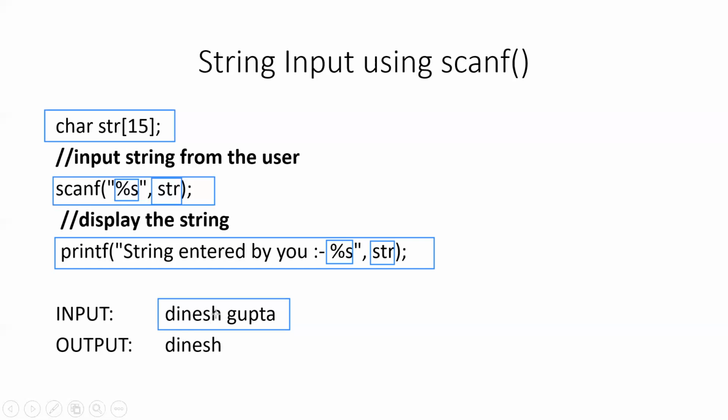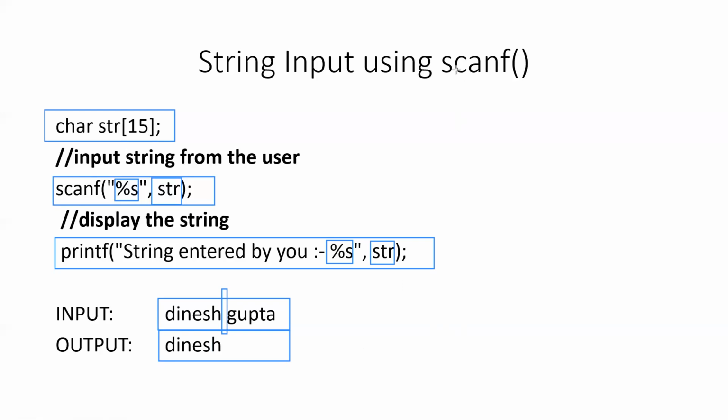So you can observe that after Dinesh, there is a blank space inserted by the user, followed by Gupta. The output of the program is interestingly only Dinesh. So what happened to the value space Gupta?